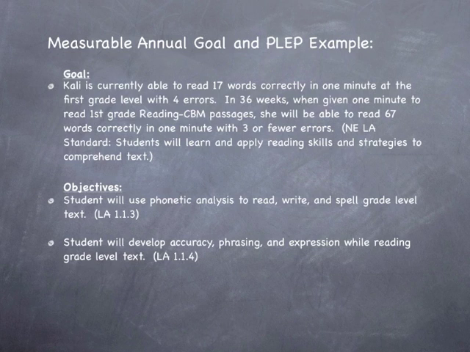So it's not so important in that part that we designate which grade level that comes from. And then in this particular case, we went through and drilled down and looked at objectives underneath that standard and picked some that we felt were really important for Kaylee in order for her to make progress. So the first one was that she will use phonetic analysis to read, write, and spell grade level text. And then we went ahead and put where that came from. And the second one, she will develop accuracy, phrasing, and expression while reading grade level text.